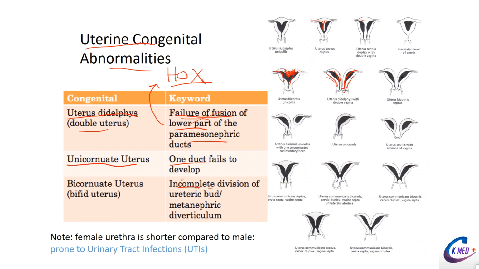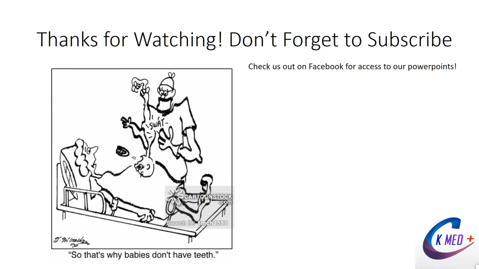Always remember that for females, I know this is kind of a side junction to the urinary tract, but females have a shorter urethra, so they're more prone to urinary tract infections.